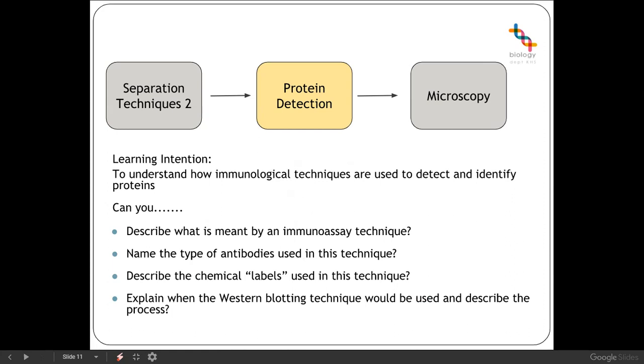So from that, you should be able to describe what we mean by an immunoassay technique, name and describe the antibodies and chemical labels used in this technique, and explain when the Western blotting technique would be used, and roughly describe that process.